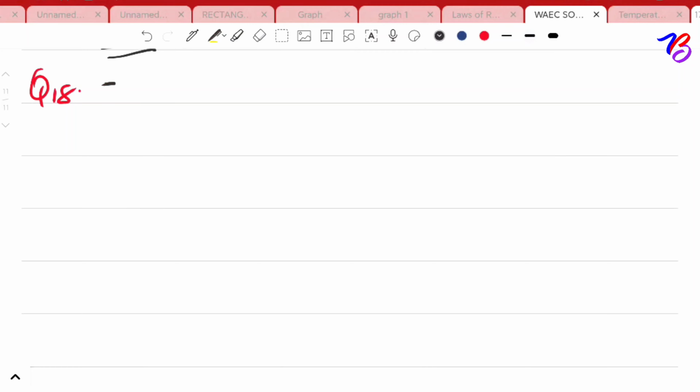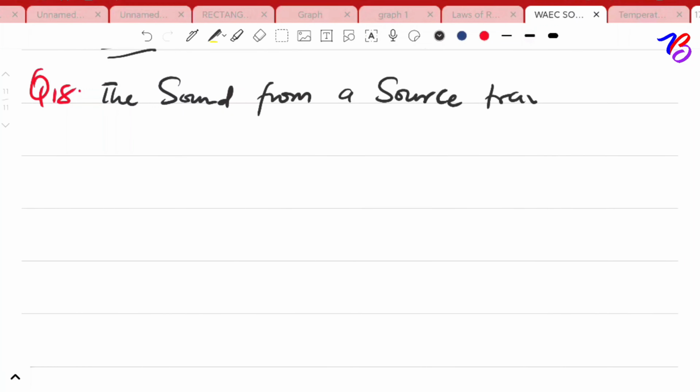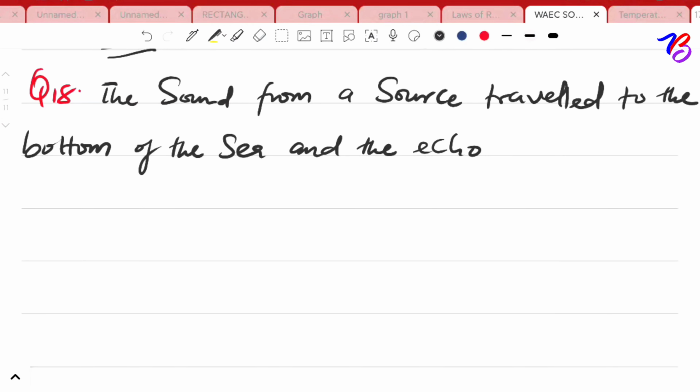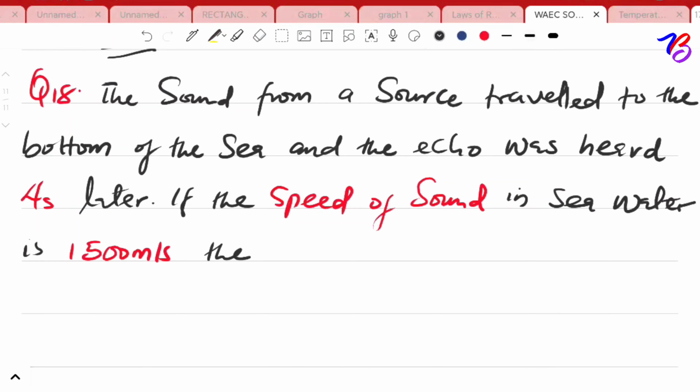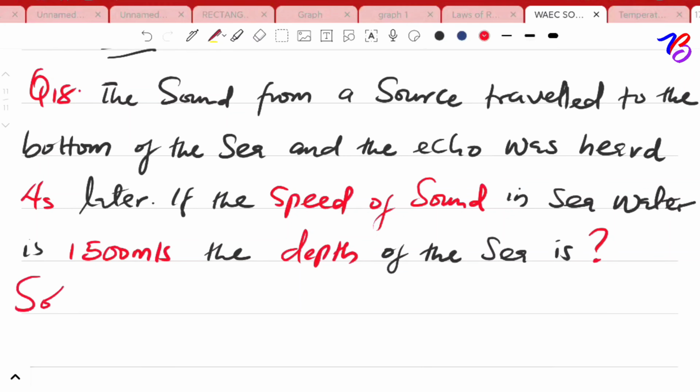Next question. The sound from a source traveled to the bottom of the sea, and the echo was heard 4 seconds later. If the speed of sound in sea is given to be 1500 meters per second, the depth of the sea is? Solution using the triune method. This method will help you to solve these problems easily.